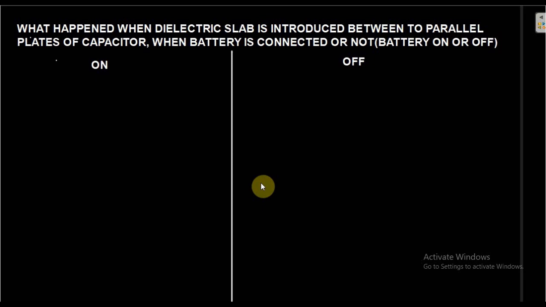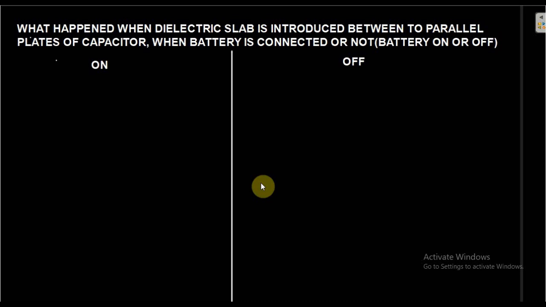Dear students, in this video, we are going to discuss what happens when a dielectric slab is between the parallel plates of a capacitor, but the battery is not connected. And the second case, when the battery is connected across the parallel plates of the capacitor. In this situation, how do charge, potential, electric field, and energy behave? All these parameters we will discuss one by one in this video.